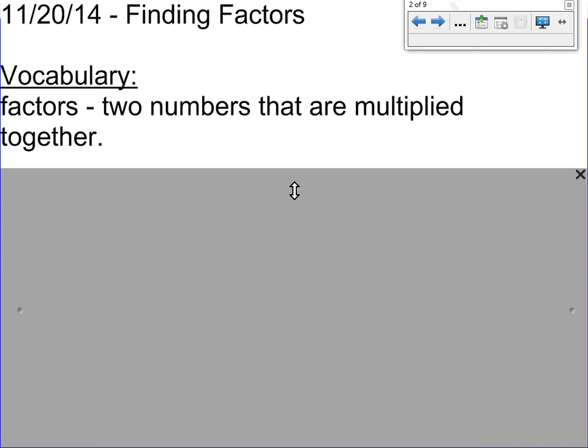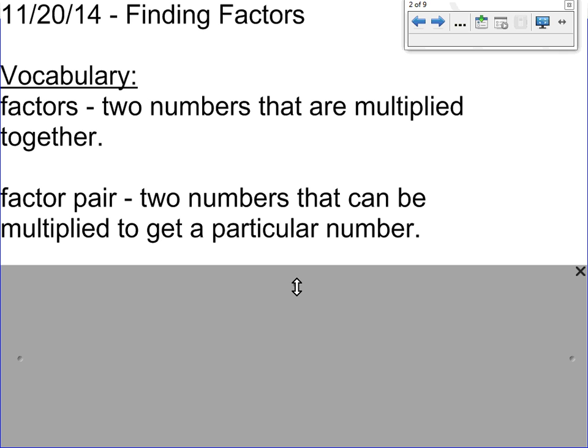Now, what if we're looking for a specific number? Well, then we're looking for a particular factor pair. And those are two numbers that can be multiplied together to get a particular number. So for example, if I'm thinking of the number 20, I know that I can take 1 times 20, I can take 2 times 10, or I can take 4 times 5. Now, I'm not just thinking of any random numbers in that situation. I'm thinking of two numbers together that get me that specific number of 20. So in the first part, when we have just any factors, there are any old numbers you multiply together. But the factor pair is when we're looking for a particular answer.